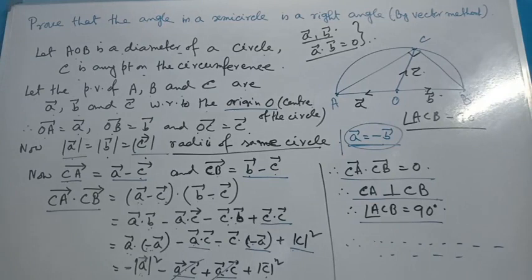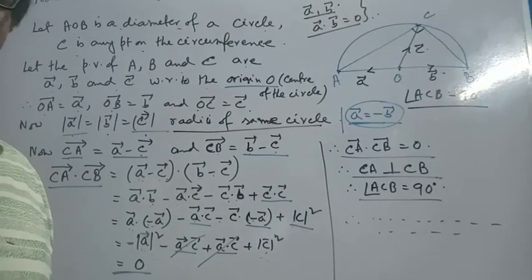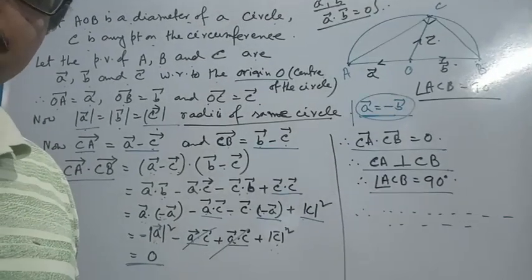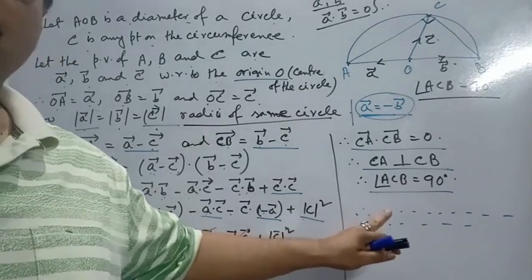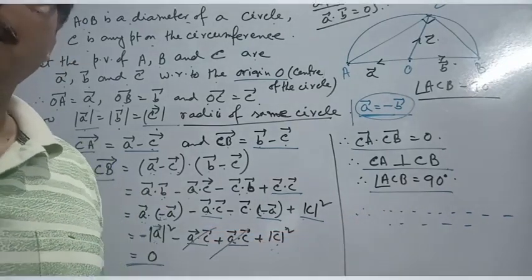Okay. So it is easy to prove by vector method other than geometry. This is the proof. Angle in semicircle is right angle. Okay. It's clear now. See the figure again, and let's write this: angle in semicircle is right angle.